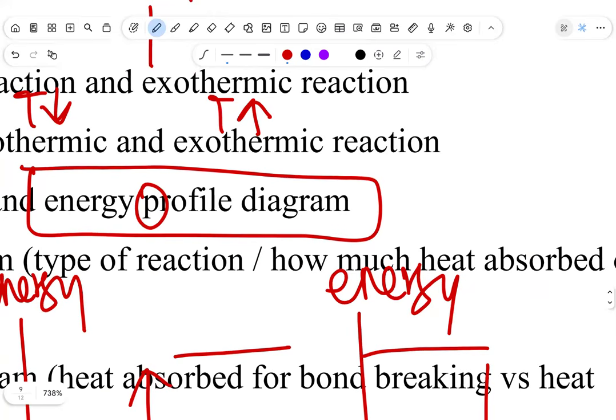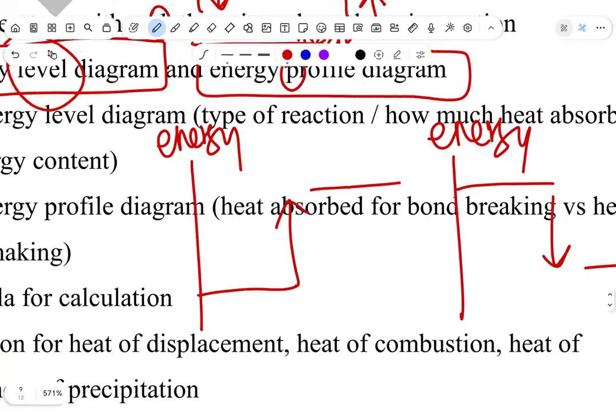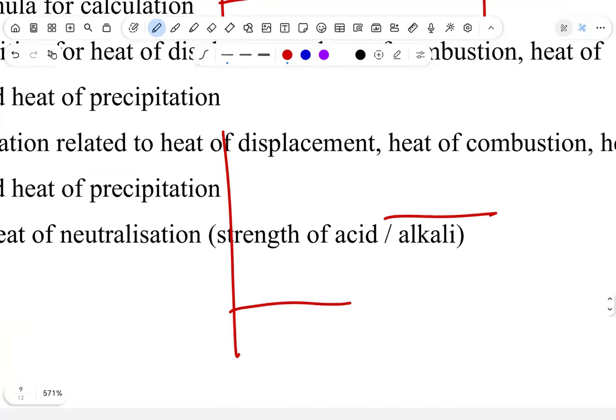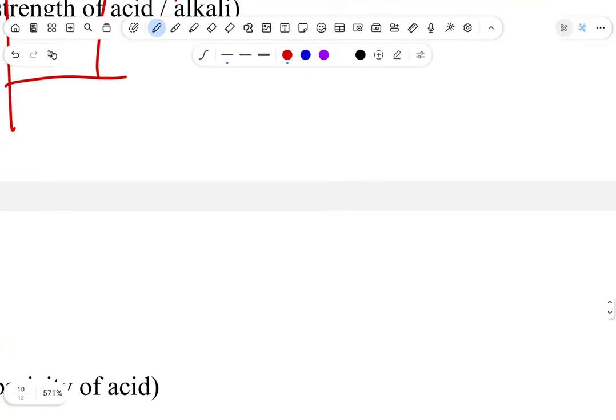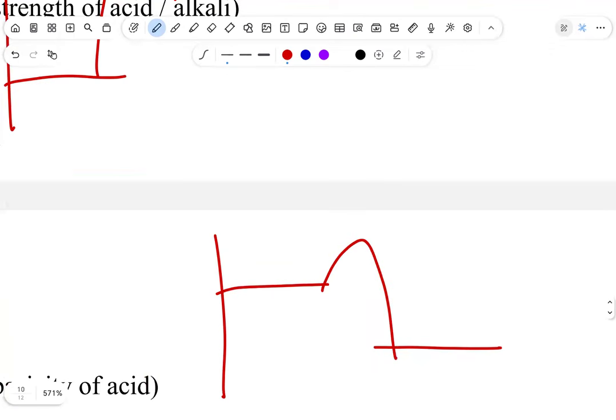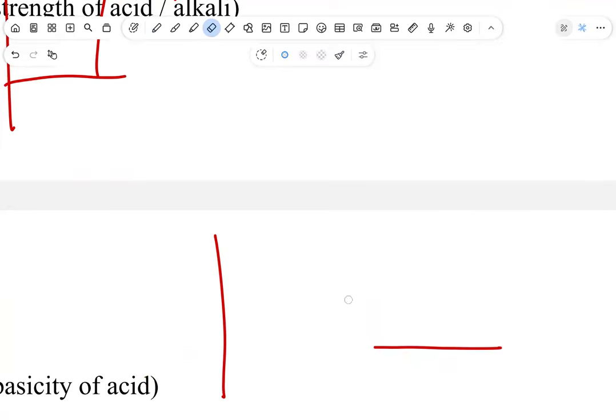What's the keyword? P is what? P is peak, right? P stands for peak. So an energy profile diagram is a staircase plus a peak, a staircase plus a small mountain. So when you see a staircase with a small mountain, that is called an energy profile diagram. So that's it.